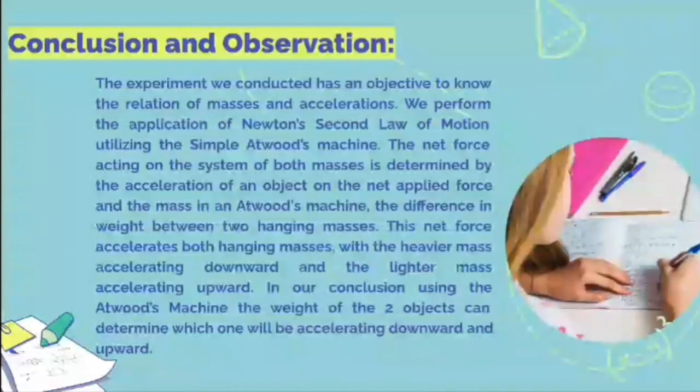In our conclusion, using the Atwood's machine, the weight of the two objects can determine which one will be accelerating downward and upward.